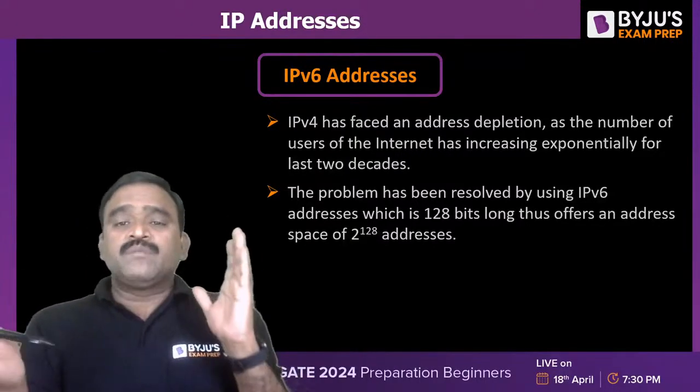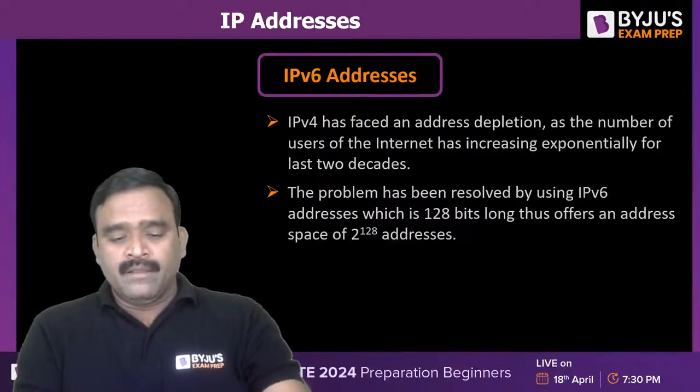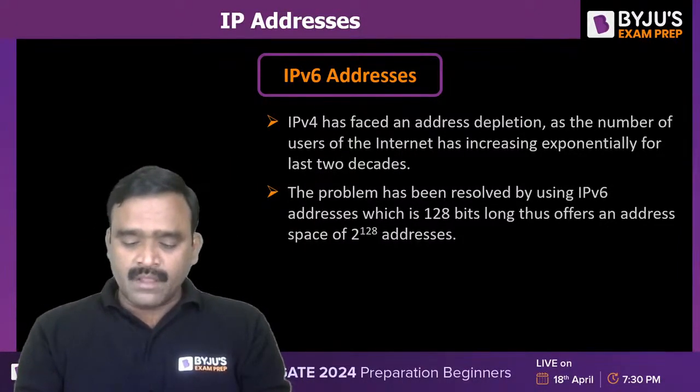So IP version 6 has been decided as a 128-bit long IP address. It's a very complex IP address. Hope you are following. Okay now?